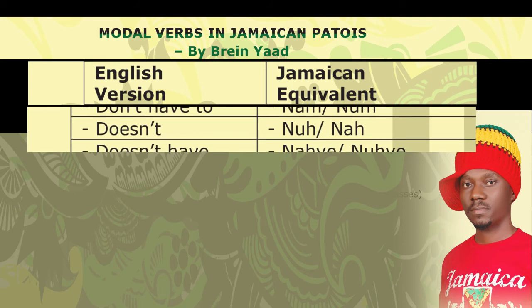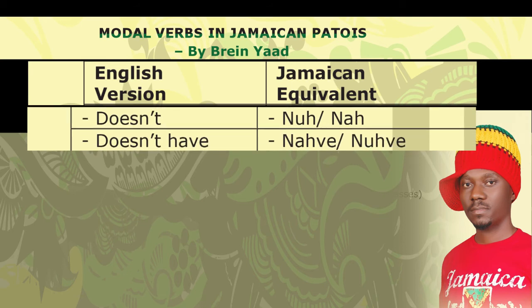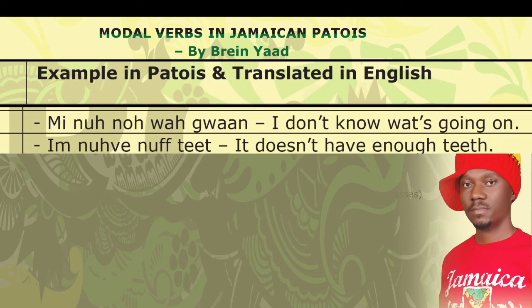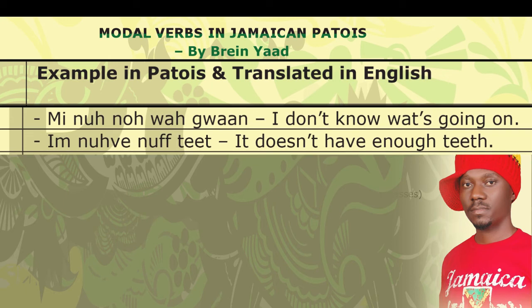And how do you say does not have? Nav. Him nav enough teeth. He does not have enough teeth. Some of his teeth dropped out. He simply has spaces.